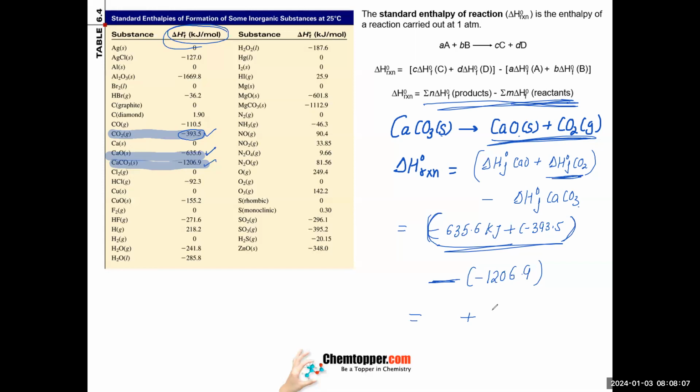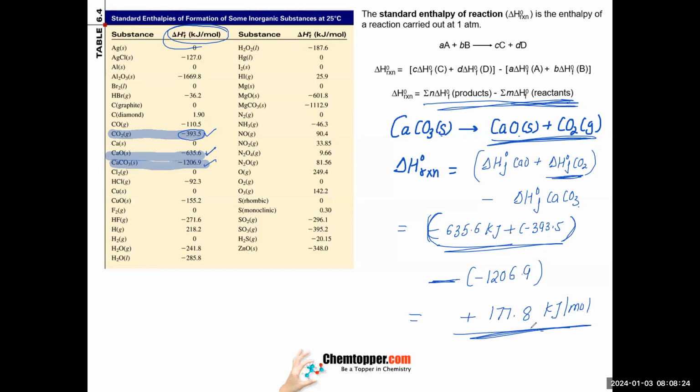Okay, then Aslesha is right. 177.8 kilojoules per mole. Is it endothermic, exothermic, children? It is endothermic. And what type of reaction is this?